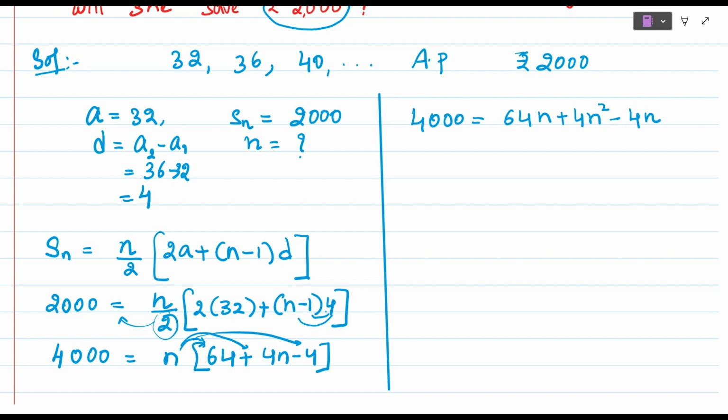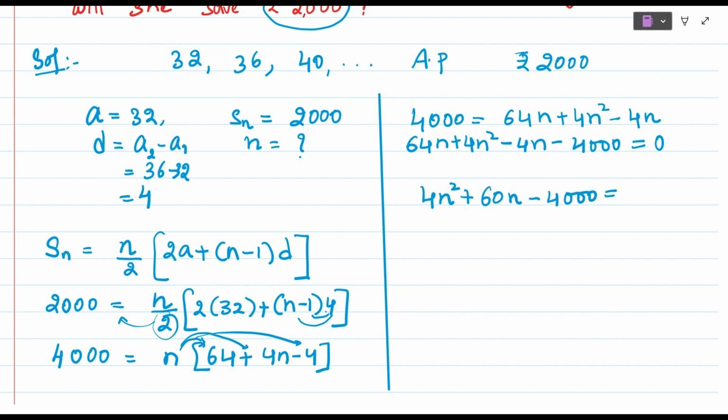Okay. Now transpose this 4000 also towards the RHS. What you will get: 64n plus 4n square minus 4n minus 4000 will be equal to 0. Now we are getting a quadratic equation. If you observe carefully, this is 4n square minus 4n plus 64n, how much? 60n. So the bigger number's sign is plus. So plus 60n minus 4000 will be equal to 0.